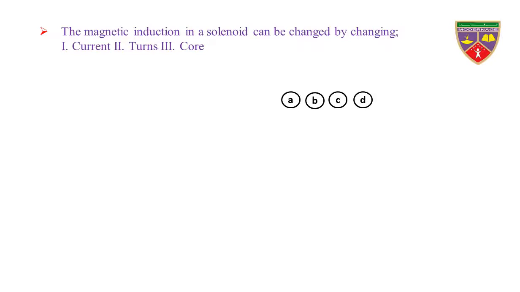The magnetic induction in a solenoid can be changed by changing 1. current, 2. turns, 3. core. The options are: A, 1 and 2; B, 2 and 3; C, 3 and 1; D, 1, 2 and 3. Therefore, the key is 1, 2 and 3. The correct option is D.